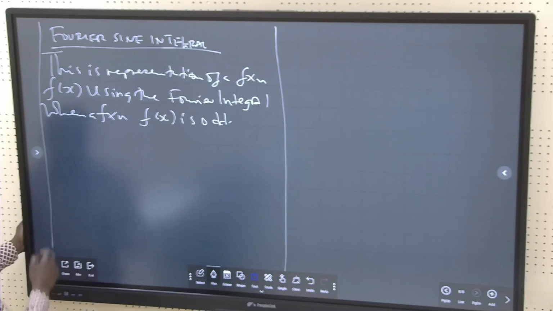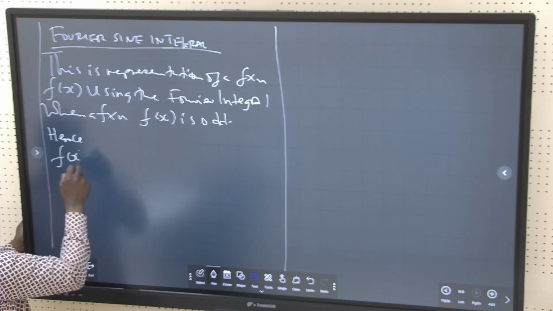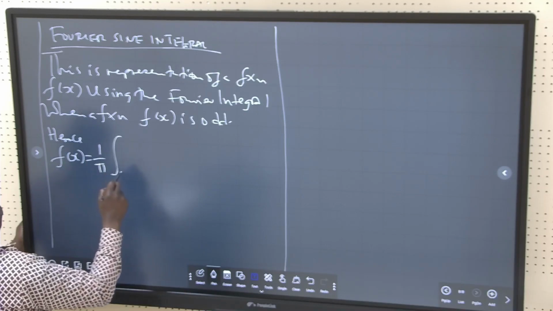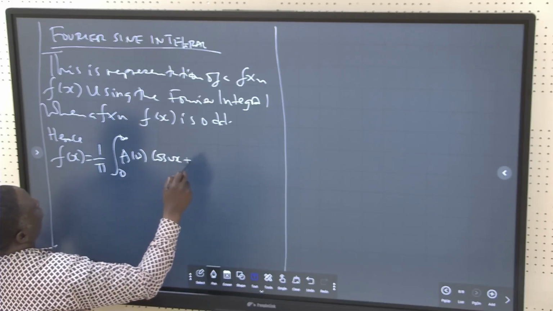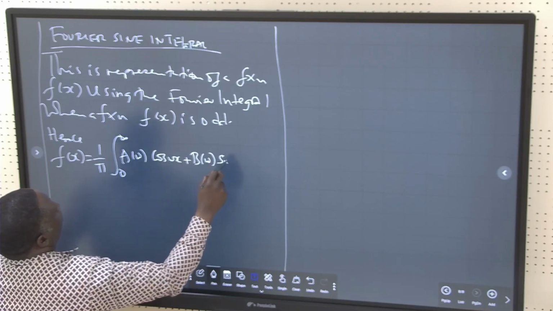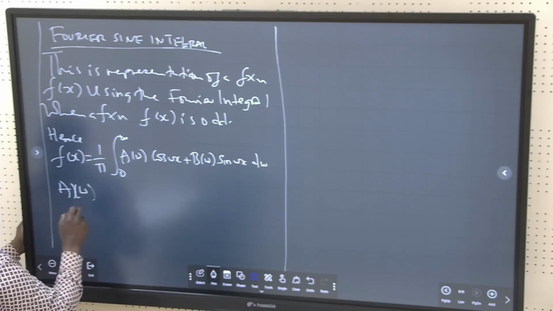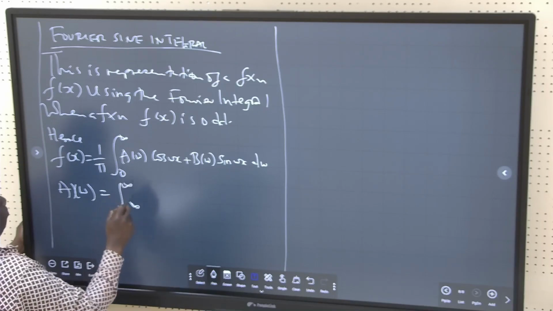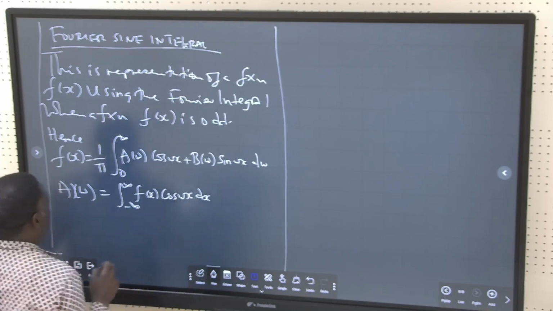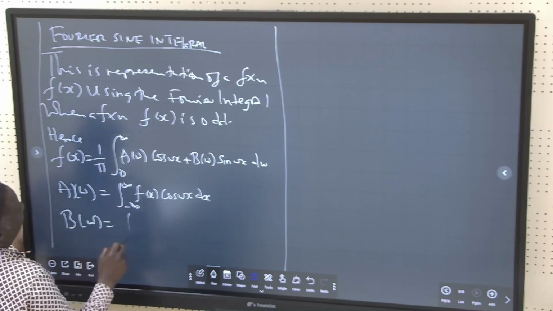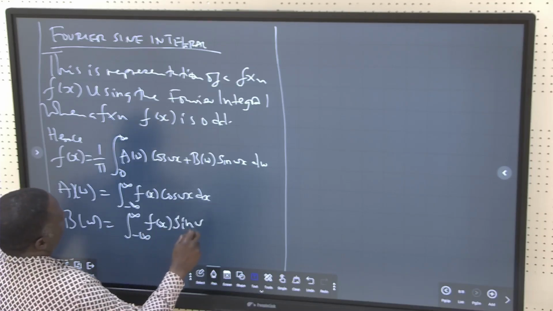Again, we know that a function f of x is given by 1 over pi, the integral from 0 to infinity of a omega cosine omega x plus b omega sine omega x with respect to omega, where a omega is given by the integral from negative infinity to positive infinity of f of x cosine omega x with respect to x, and b omega equals the integral from negative infinity to positive infinity of f of x sine omega x dx.